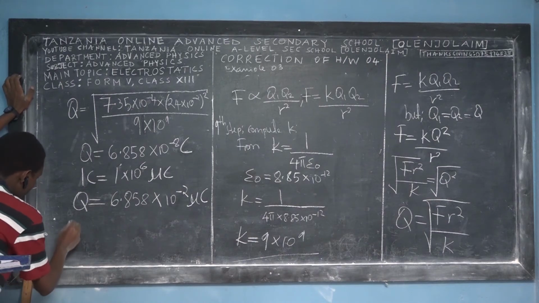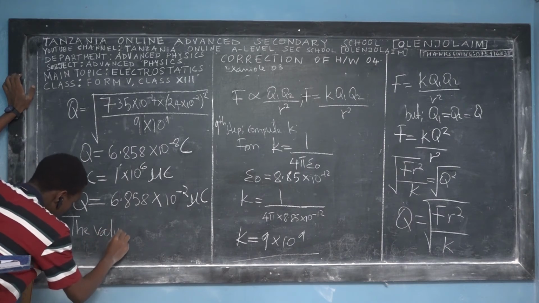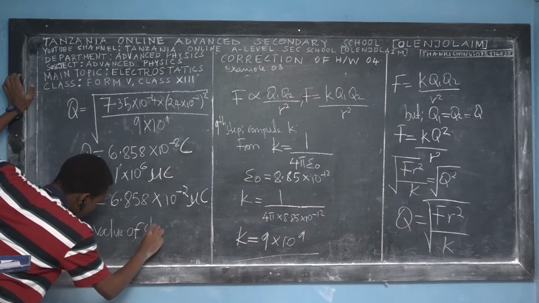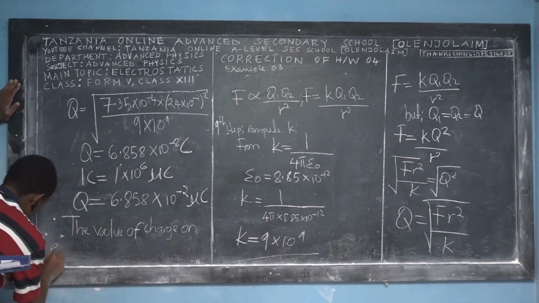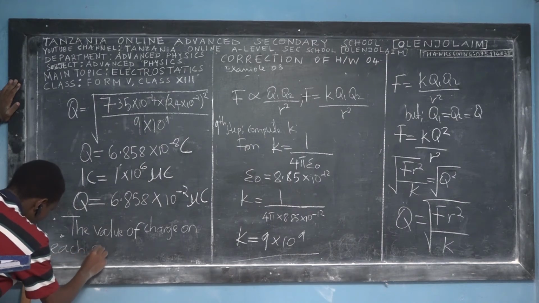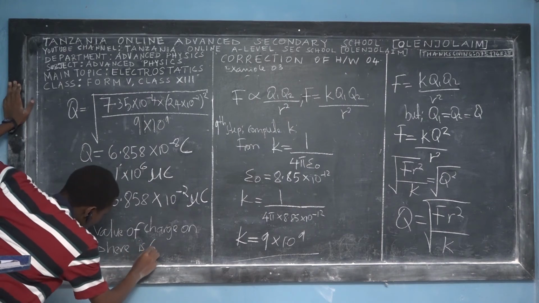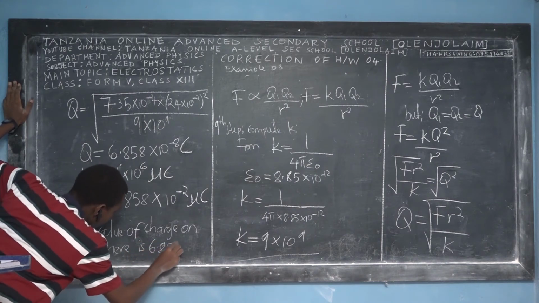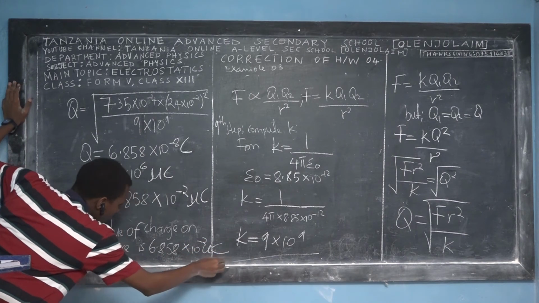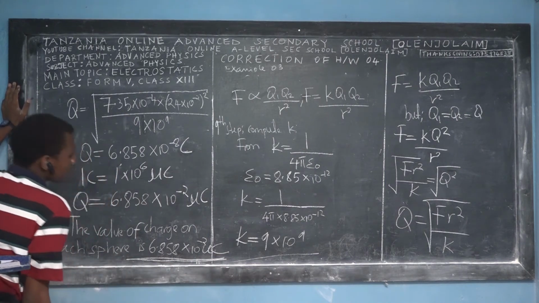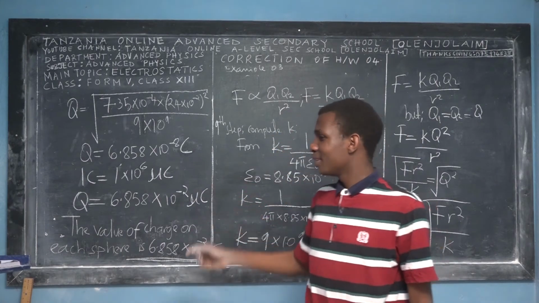Therefore, the value of charge on each sphere is 6.858 exponent negative 2 microcoulomb. So up to now, this is the end of the question.